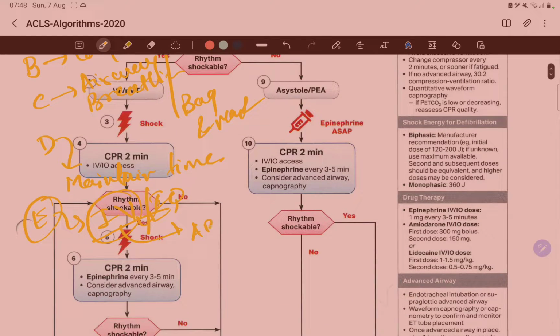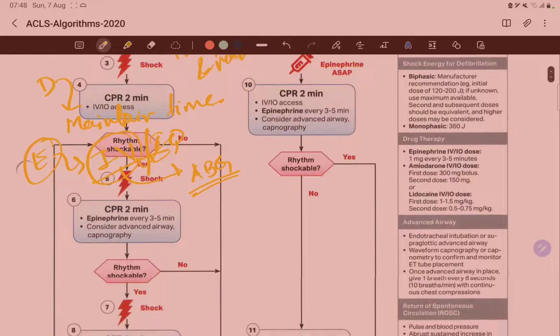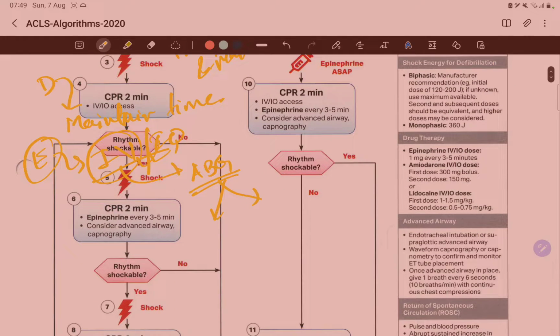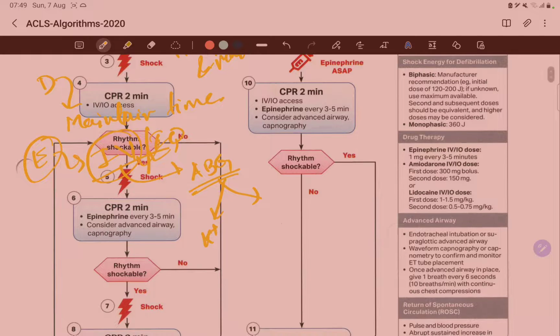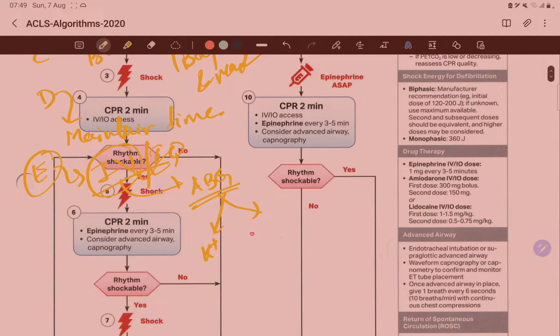We run for the ABG. Now this ABG will actually give you two things basically. First, whether the potassium level is normal or not, and also whether acidosis is present or not. Why am I emphasizing this point?